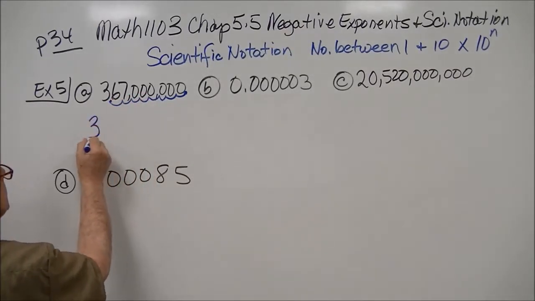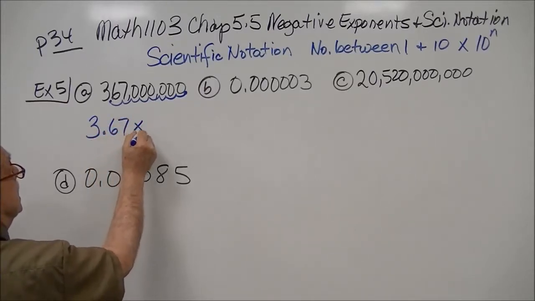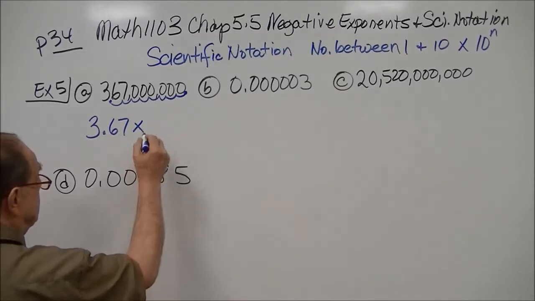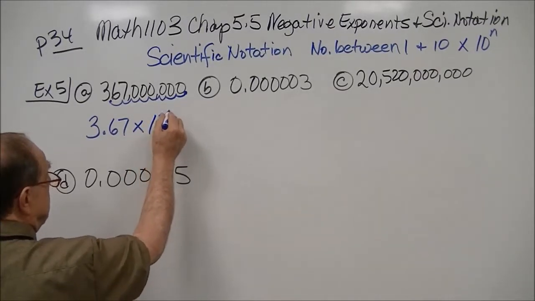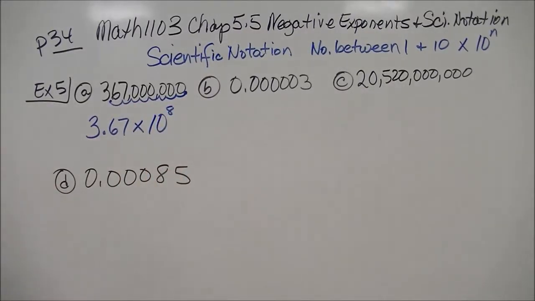So now I put the significant digits down, times, and there's a special times sign in your tool palette, 10, and I moved it 8 places. 10 to the 8th. So that is in scientific notation. It's a number between 1 and 10 times 10 to some power.